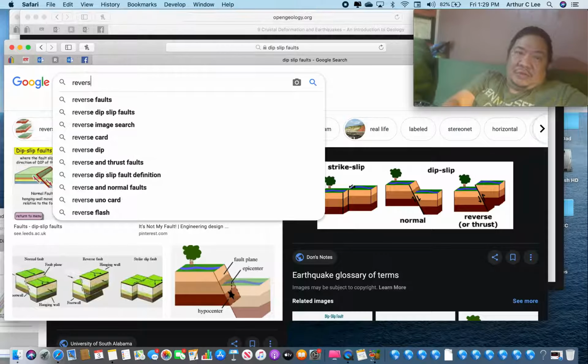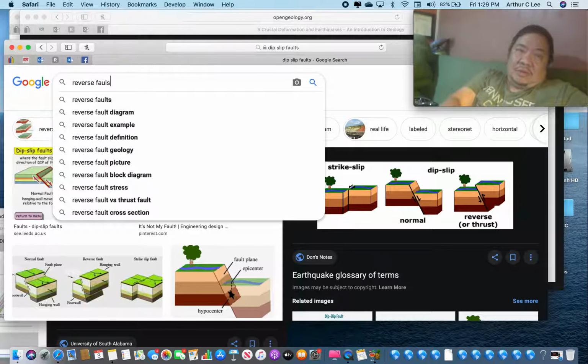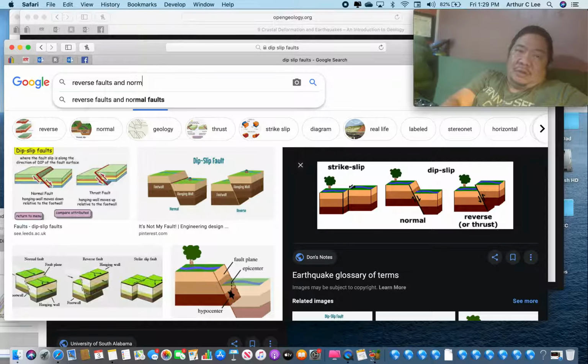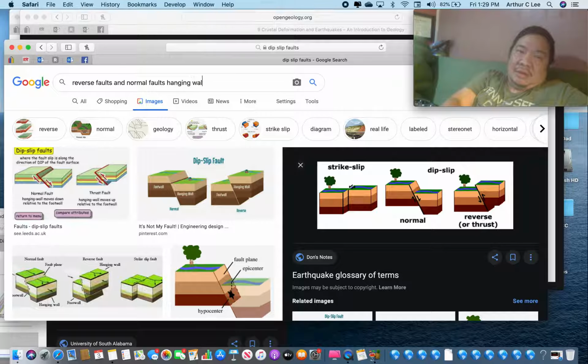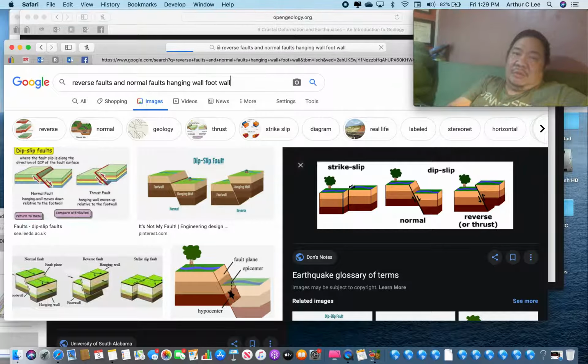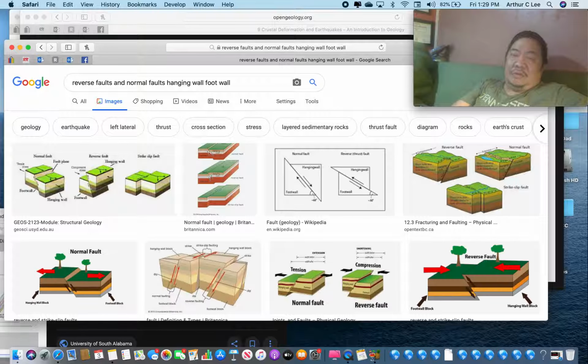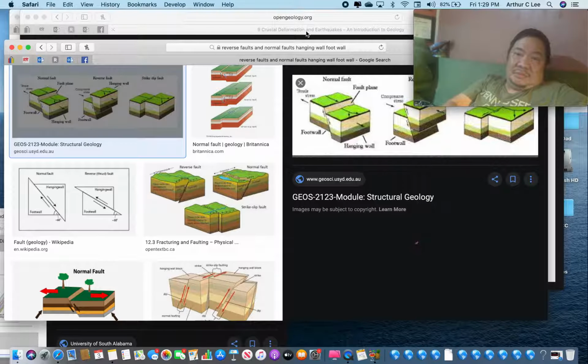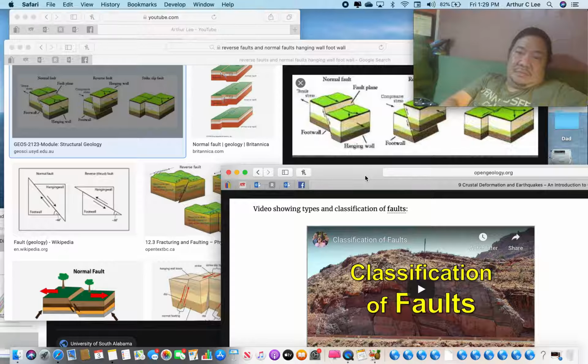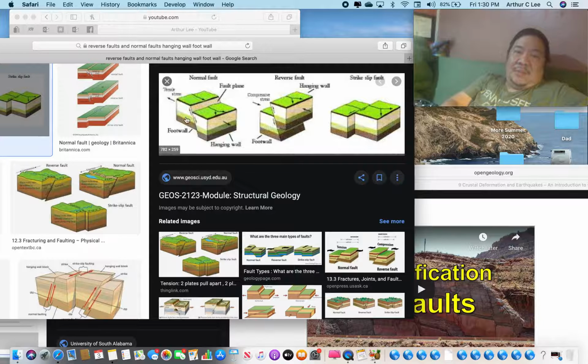And in order to understand reverse faults and normal faults, we have to understand what the hanging wall and the footwall are. We have to know what those are to be able to tell if it is a reverse fault or a normal fault. Here you have a picture of a normal fault. Here you have a picture of a reverse fault.